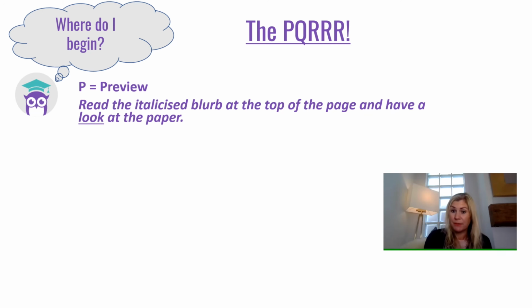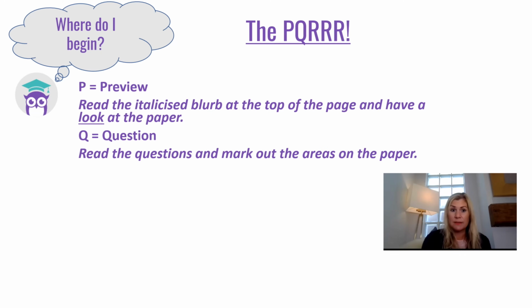Once you have previewed, read the blurb, had a little look, then you're going to look at the questions. So read the questions through, and if they've given you line numbers, just mark them out on the extract. You're allowed to write on the extract. It's great for annotating. So if question 1 is in the first 5 lines, mark that out so you know where you're looking.